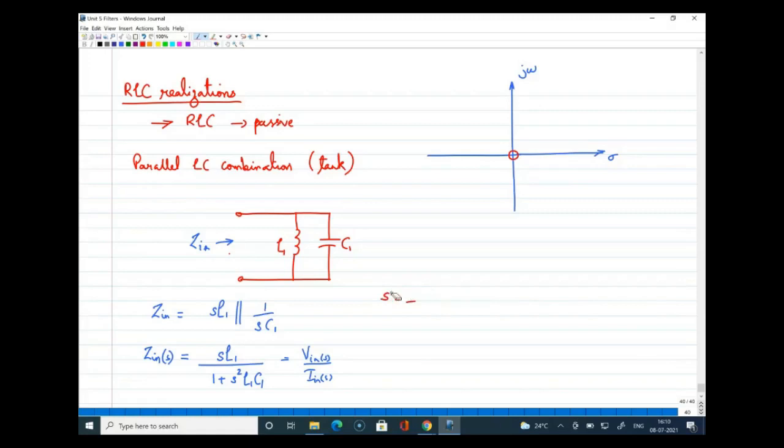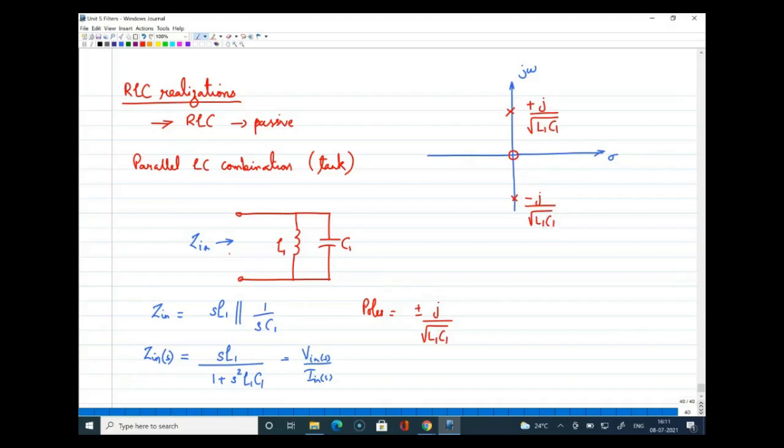We'll write it as poles. From the denominator, I can say the poles are at plus or minus j divided by root of L1 C1. So that means you have one pole here whose value is plus j divided by root of L1 C1, and you have another pole here whose value is minus j divided by root of L1 C1.